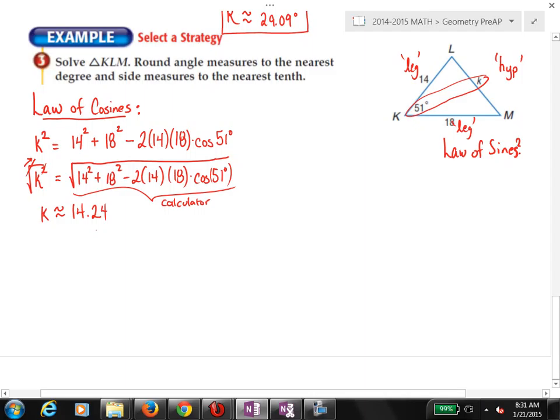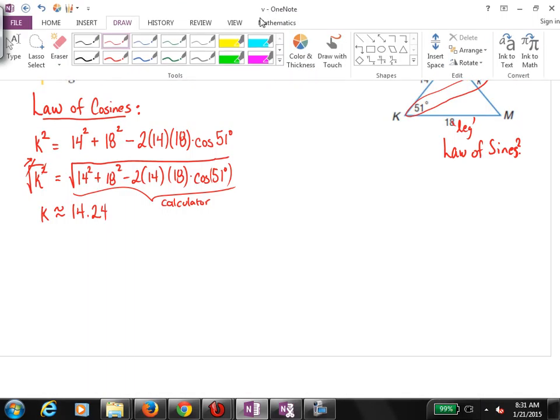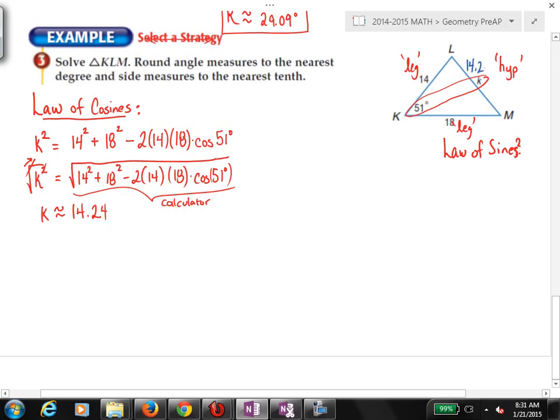Now that I found that this right here is 14.24, now can I use law of sines? Yes, good. Because now I know the opposing pair, the opposing side and angle. So now, law of sines. And why can I jump from law of cosines to law of sines? Because I just mentioned that now I know that the angle here and the opposing side are both known. So let's start with that.